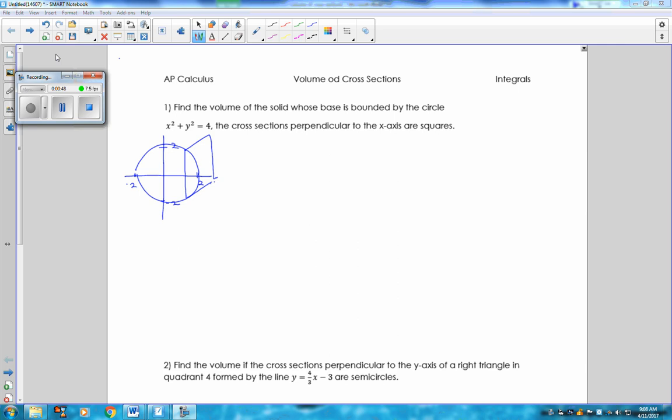So that's your square. Not drawn to scale. Okay? So what's the area of a square? Side squared. So I need to know the measurement of the side, which would be from here to here. Ideas?